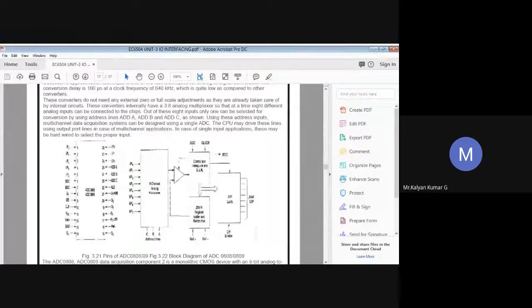See, obviously it's an 8-bit character. So when I say 8-bit, obviously we need what? 3-bit binary input. So this ABC is nothing but a 3-bit binary input to select what? One of the 8 analog signals for conversion at any given time.